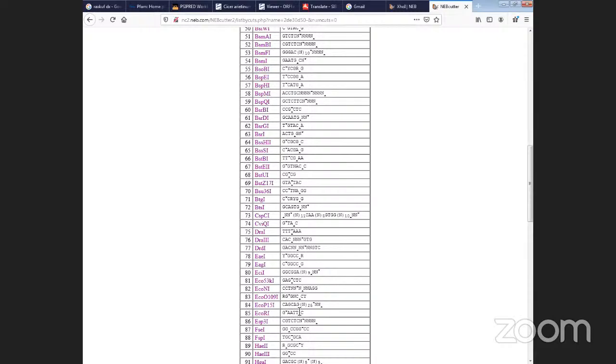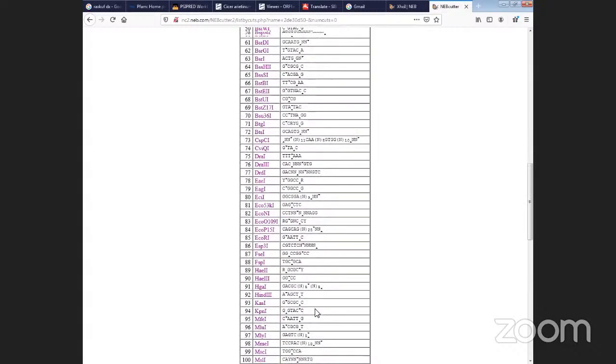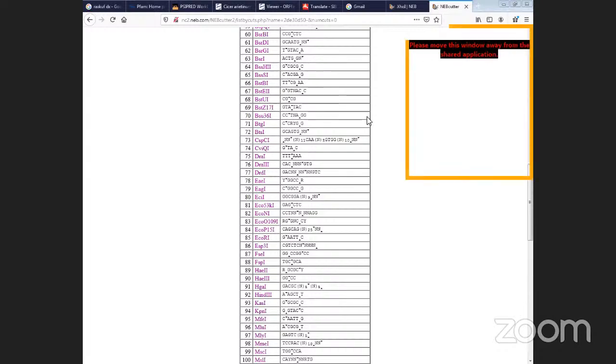Then let's check the next one alphabetically, HIND3. You see HIND3 is there, on the 92 position. So HIND3 is also not able to cut your gene of interest. So you are going to consider this one.